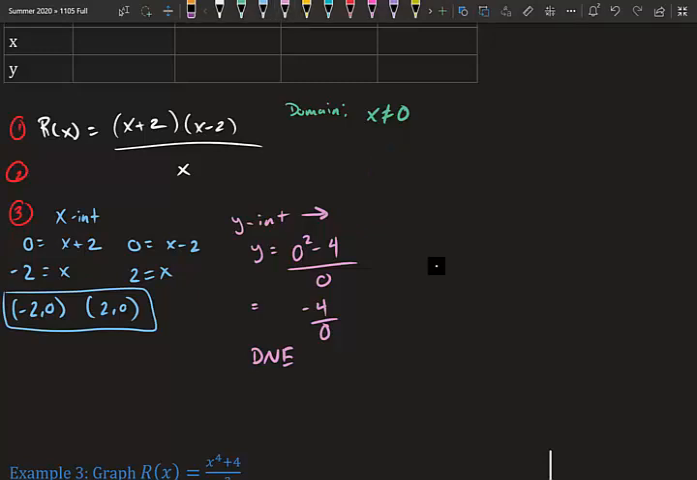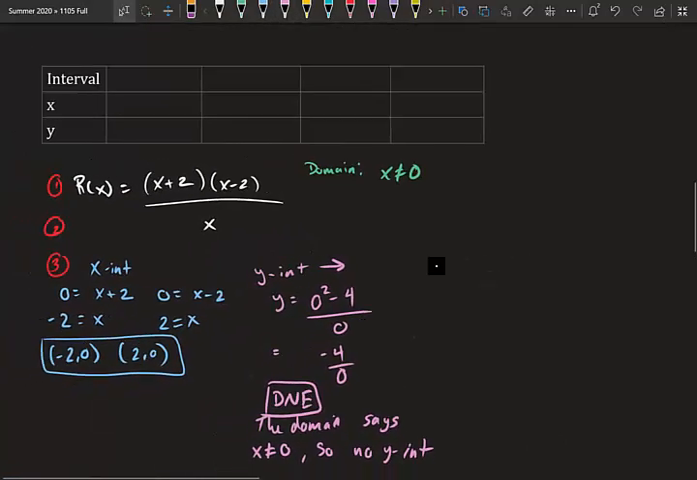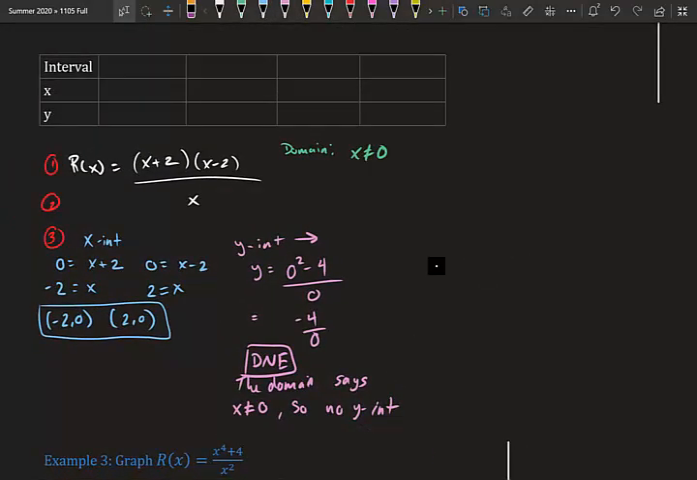But let me tell you the real reason why. It's because of the domain. So the domain states or says x cannot be 0. So we have no y-intercept. All right. So that is an answer. We still need to list that answer. It does not exist. Undefined, no solution. But does not exist is, I would say, the correct way to say that, because it doesn't exist. It's not there ever.